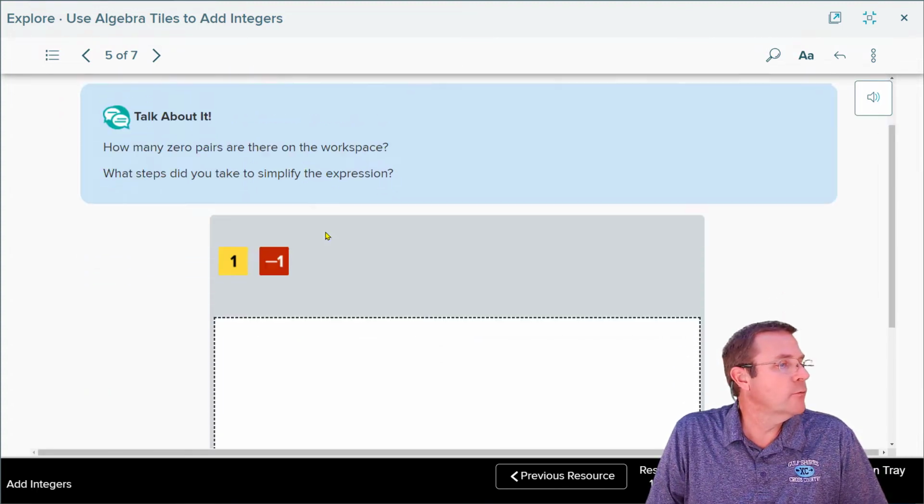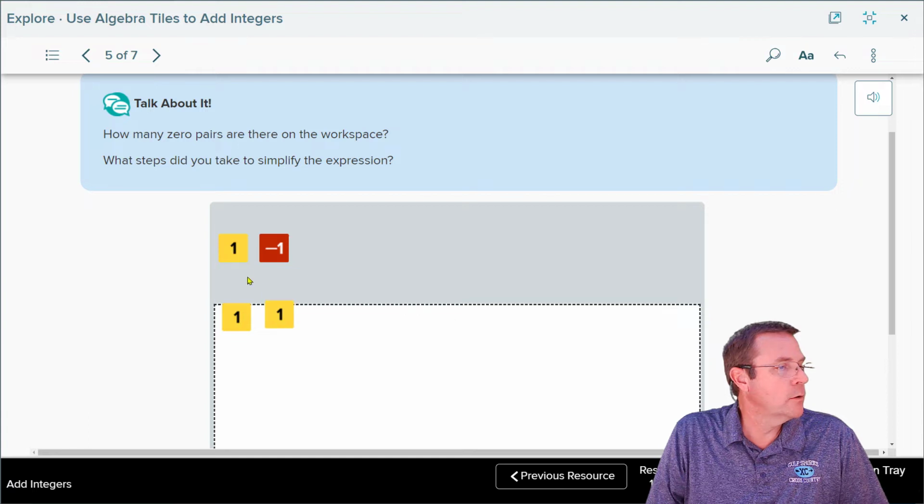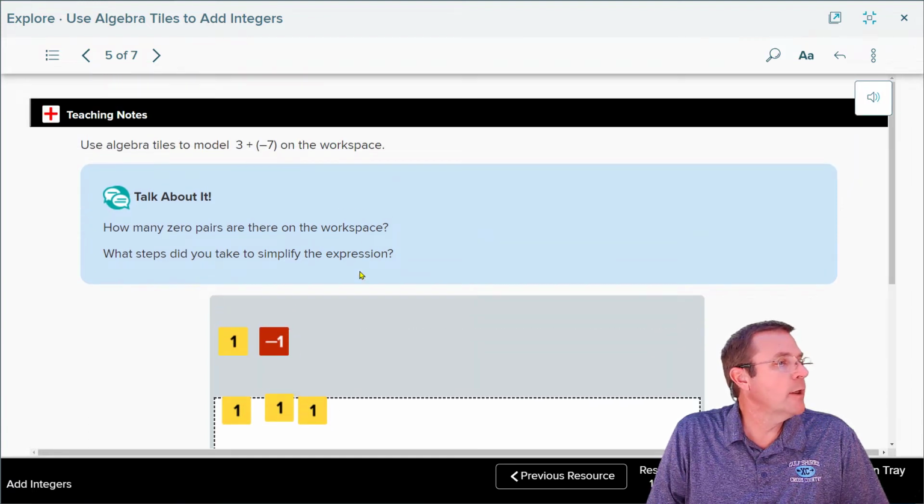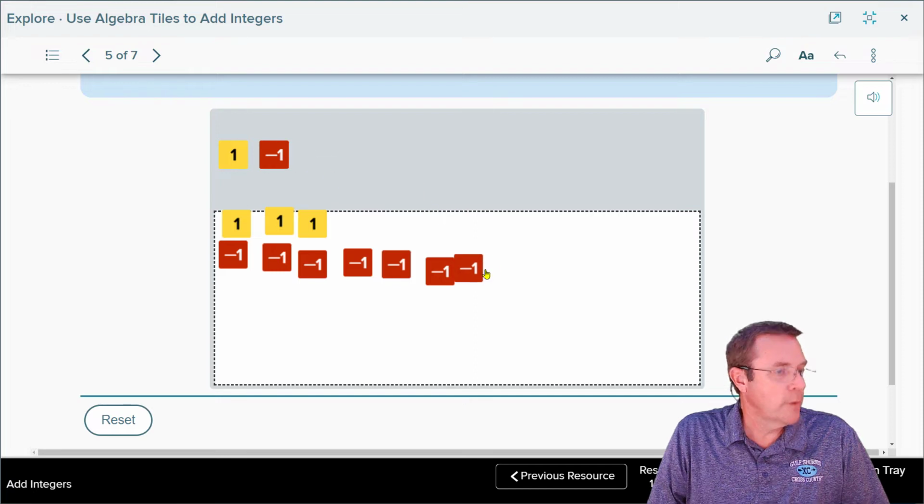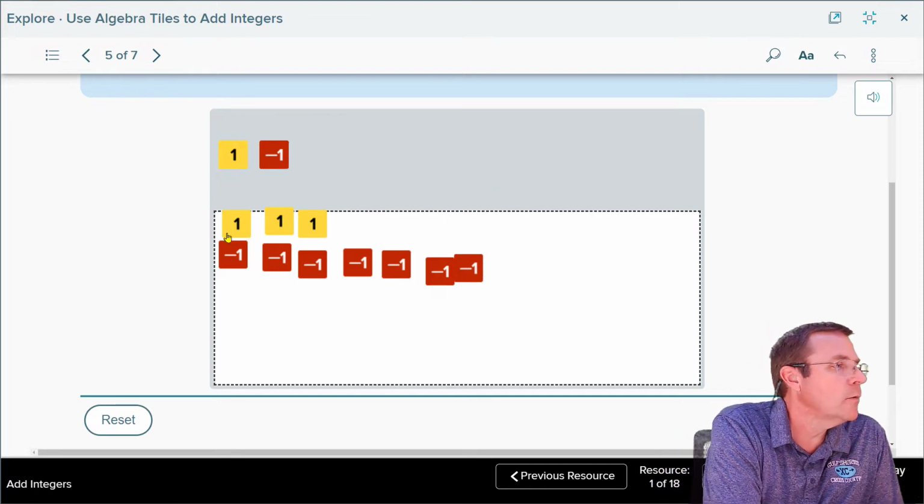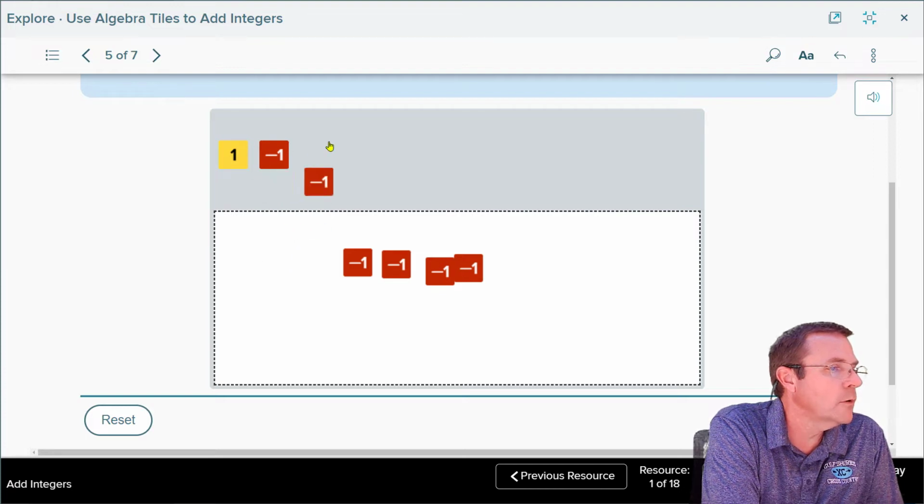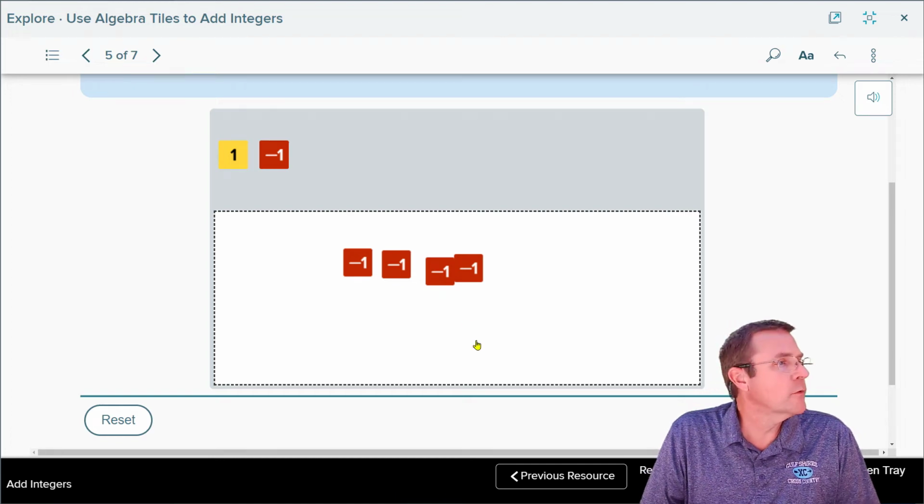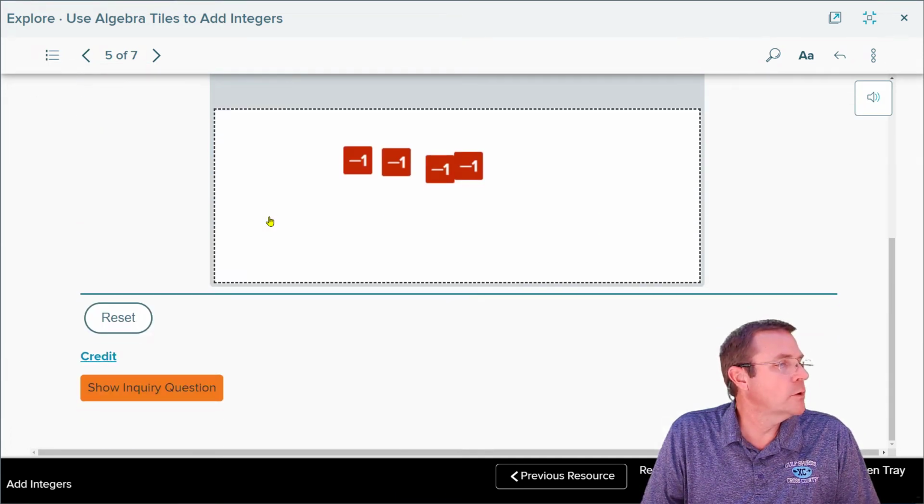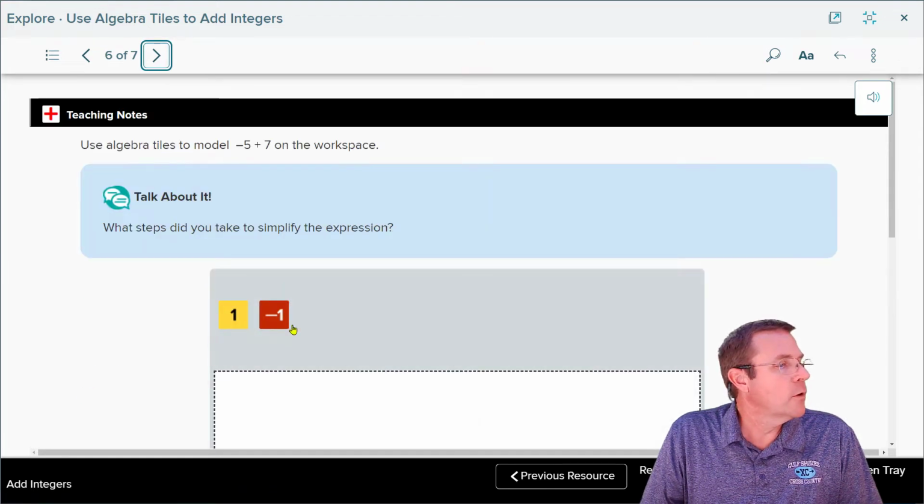We have a +3, that's 1, 2, 3, and we have a negative, adding a -7. 1, 2, 3, 4, 5, 6, 7. Now from here, we should be able to take and flick off the zero pairs. Those two are gone, those two are gone, and those two are gone. What's your final answer going to end up being? Your final answer is going to be -4, which, they didn't even give us a place to check it. That's sad. Here's another one.